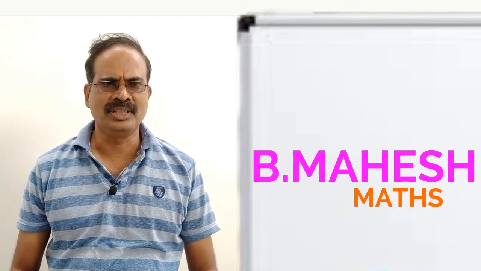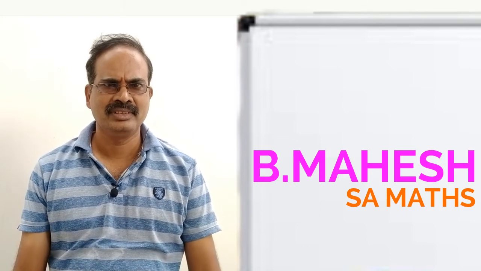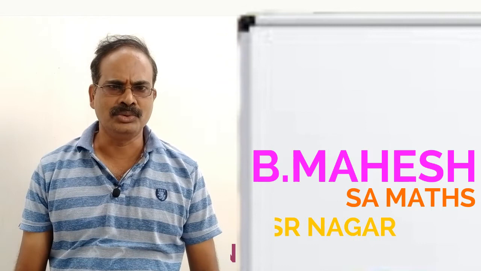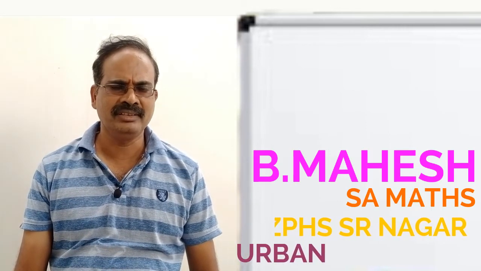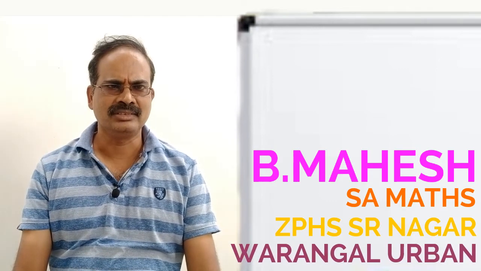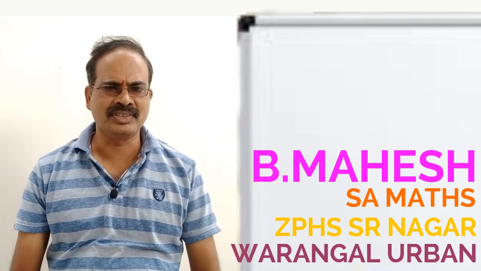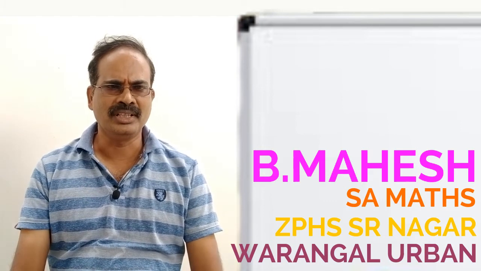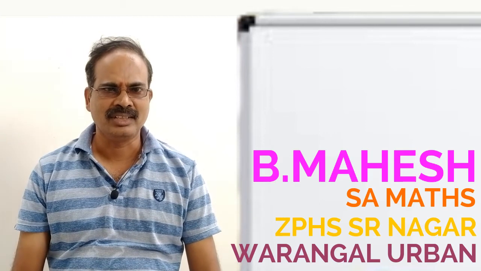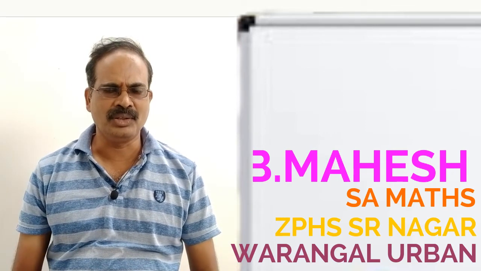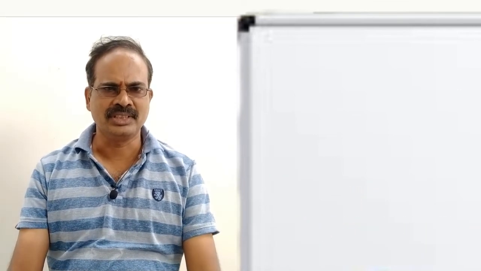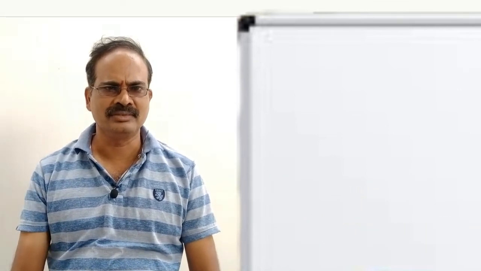In this lesson we have to learn about irrational numbers. In our first video we learned about rational numbers, how to locate rational numbers on the number line, and how to convert rational numbers into decimals and decimals into rational numbers. In this video we have to learn about irrational numbers, how to locate irrational numbers on the number line, and also how to find the value of irrational numbers. So let's get into the lesson.